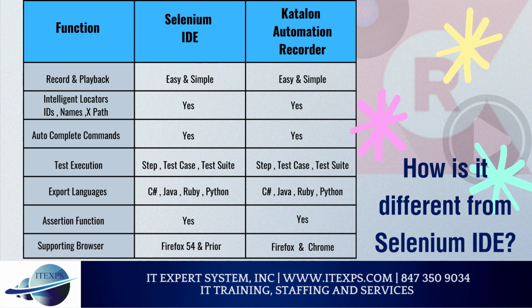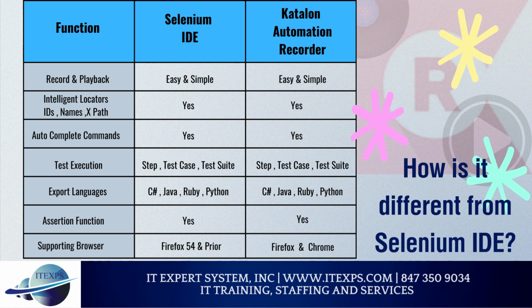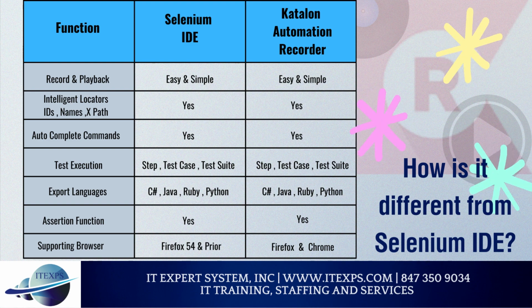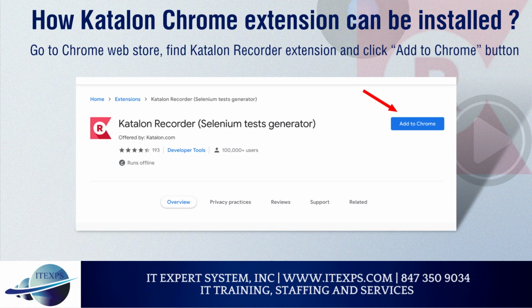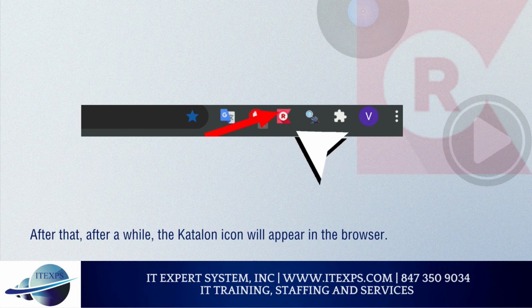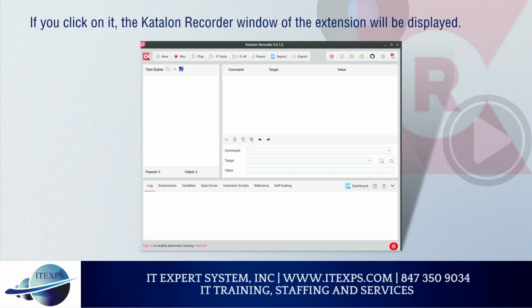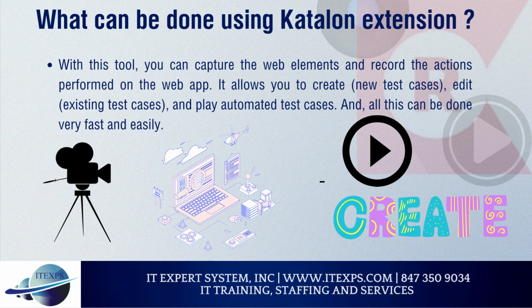This tool is a great help for the teams who have been dependent heavily on Selenium IDE. It has a powerful IDE to record, debug, and play tests in Chrome and Firefox browsers. How can the Katalon Chrome extension be installed? Go to Chrome Web Store, find Katalon Recorder extension and click Add to Chrome button. After a while, the Katalon icon will appear in the browser. If you click on it, the Katalon Recorder window of the extension will be displayed.